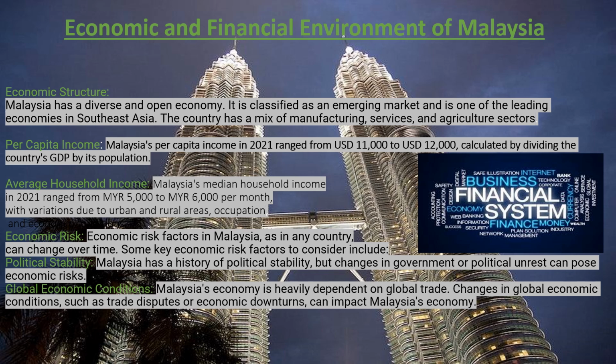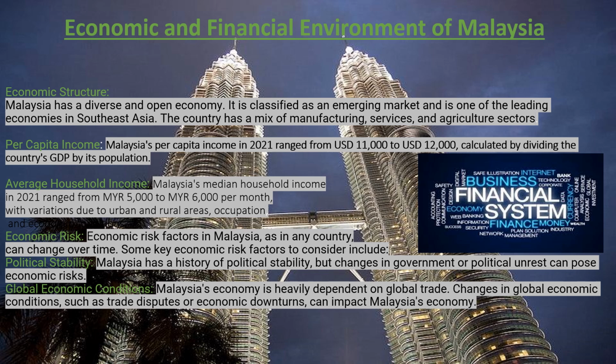The economic structure in Malaysia is a diverse and open economy, so it is classified as an emerging market and is one of the leading economies in Southeast Asia. This country has mixed manufacturing, services and agriculture sectors. Its per capita income was about 11,000 to 12,000 US dollars in 2021, calculated by dividing the country's GDP by its population. The average household income of a person in Malaysia is 6,000 Malaysian ringgit per month, which varies due to rural and urban areas and occupation.